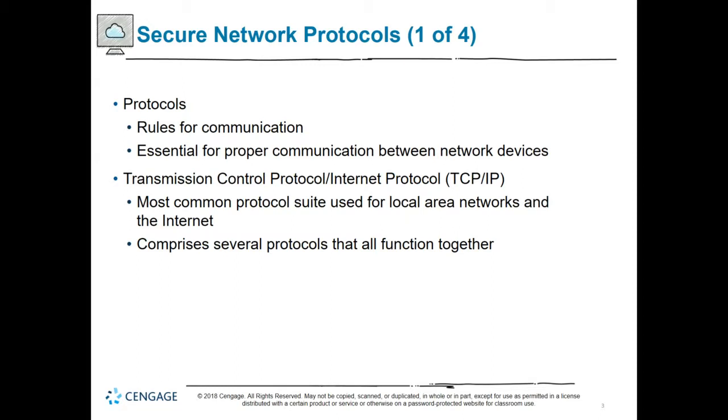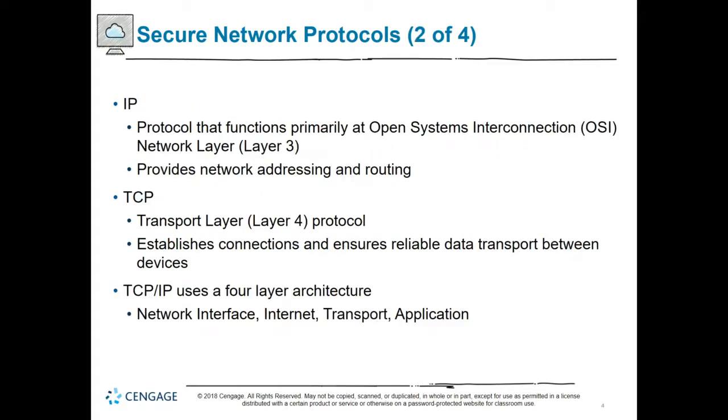And it's got several protocols that all function together. So when we look at this, we've got the IP protocol. Now, last week we talked about the OSI model. This one operates at the network layer of the OSI model, and it provides the network addressing and routing. So it's basically telling the messages, or the data packets, this is where you're going. The TCP works at the transport layer, and it's used for communication.